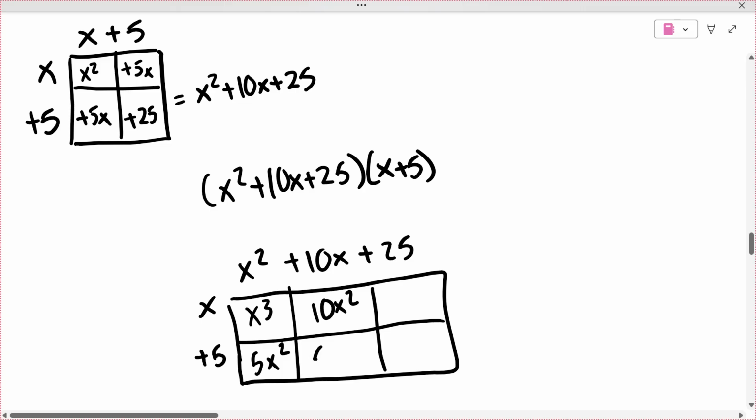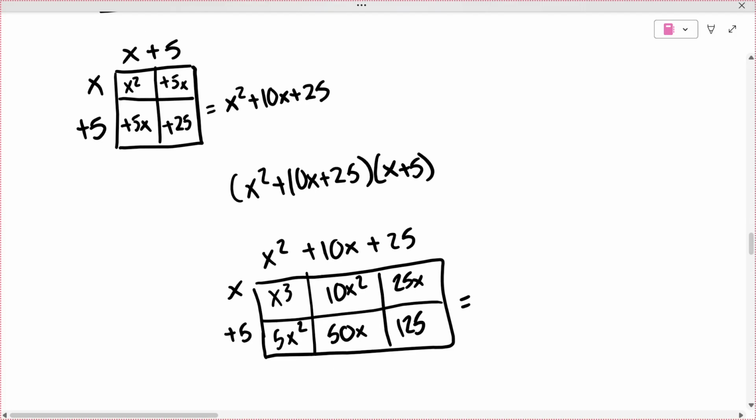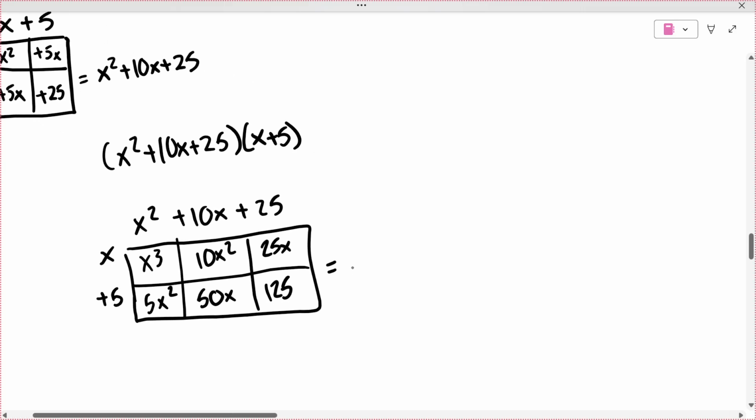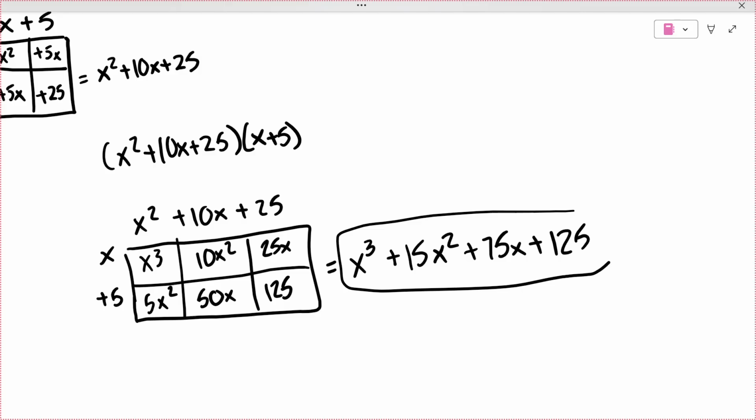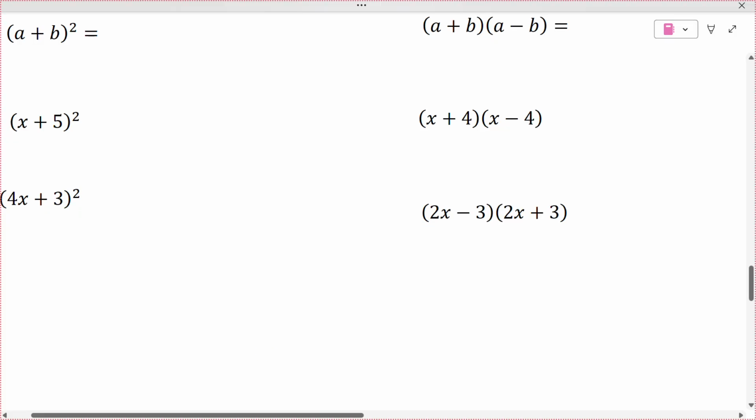10x times 5 is 50x. 25 times x, 25x. 25 times 5 is 125. And if I write that all out, I'm going to combine like terms as I go. So x cubed, and then 10x squared plus 5x squared is 15x squared. And then 25x plus the 50x, 75x. And then 125. So again, the trick for this is to just work two at a time. Don't try to do the whole thing at once. Do two at a time.